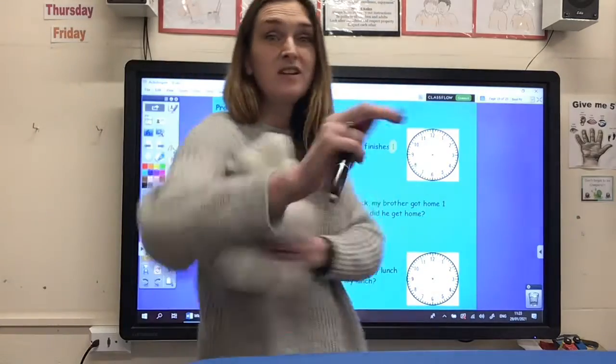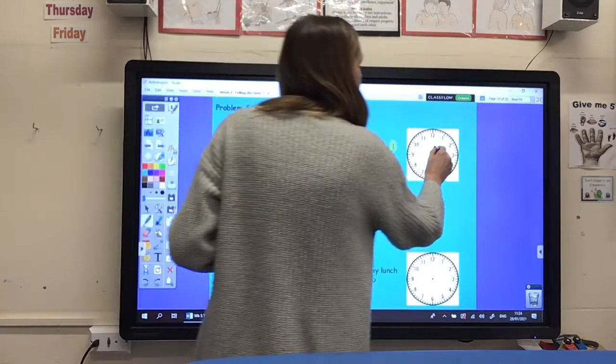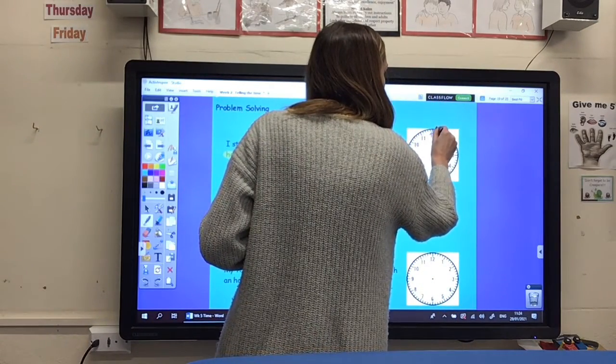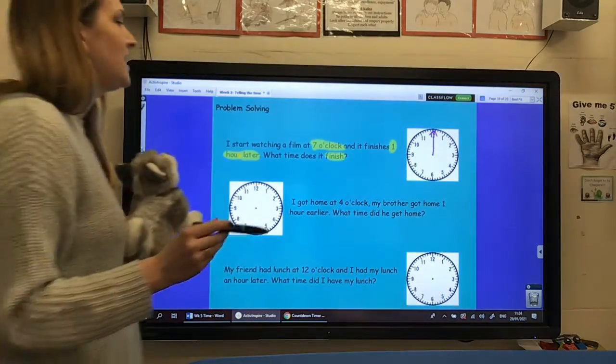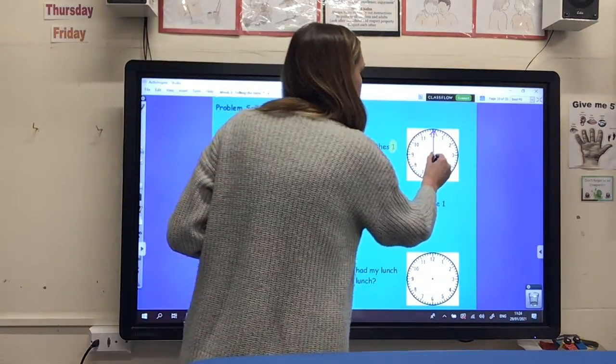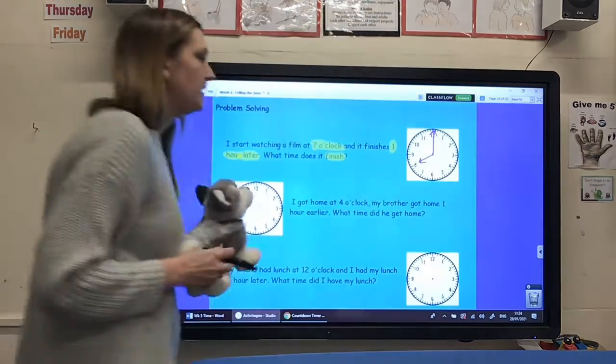Well done. So 7, it was 7 o'clock. We have 1 more hour. That shows 8 o'clock. So today you are having a go at drawing those hands. So we have the long minute hand pointing at the 12 to show it's o'clock, and the small hand pointing at the 8 to show it's 8 o'clock.